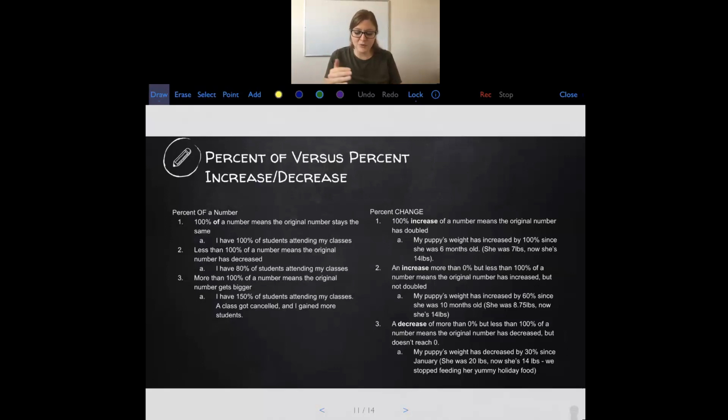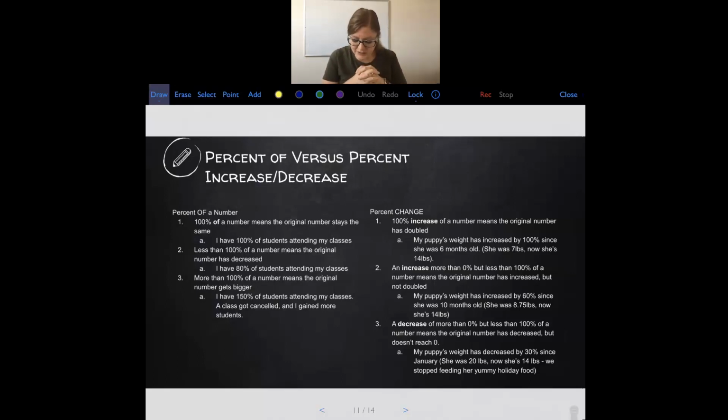An increase of more than 0 but less than 100 means that our original number has increased but not quite doubled yet. So my puppy's weight has increased by 60% since she was 10 months old. She was 8.75 pounds, now she's 14 pounds. So it's not quite double, but it is bigger. Okay, so that's where we talk about between 0 and 100% increase.